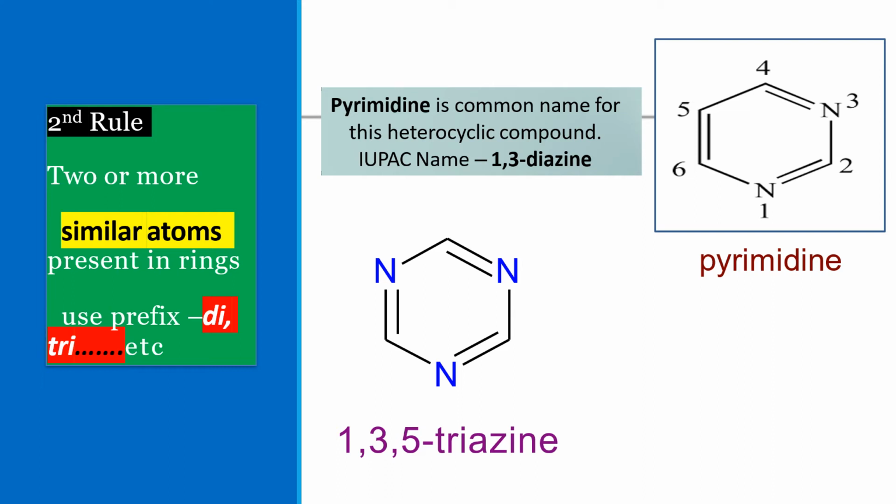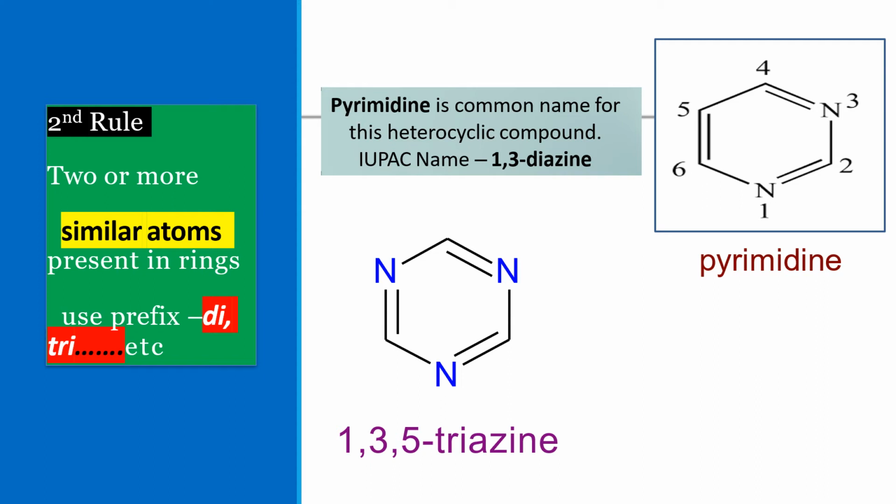See the example of 1,3,5-triazine. A 6-membered ring containing 3 double bonds, but very important, 3 heteroatoms are present. Means 1, 2, 3, 4, 5 and 6. Means what? 1, 3, 5. 1, 3, 5 are the 3 heteroatoms. That's why we use tri, and azine for a 6-membered ring.